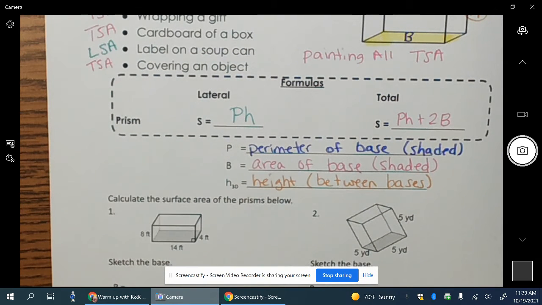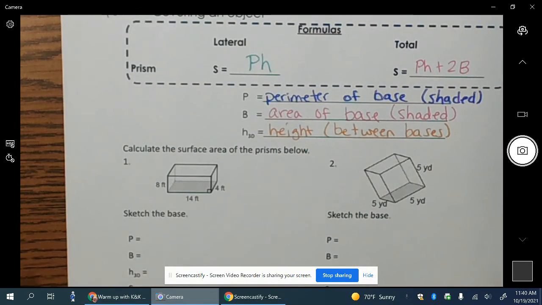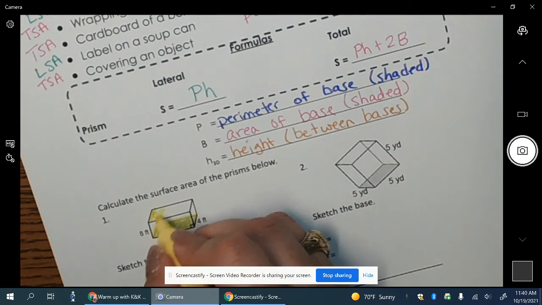Okay. All right. Number 1. So now we're going to put it all together and start solving it. So number 1, first thing I want you to do is what? Shade the base. Shade your base. And the height. So I mean, in the top piece, with your highlighter or your pencil, I don't care, but you need to shade.